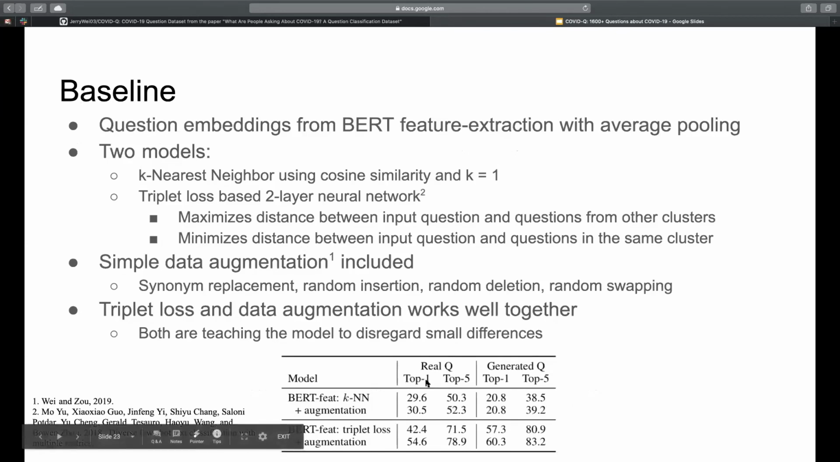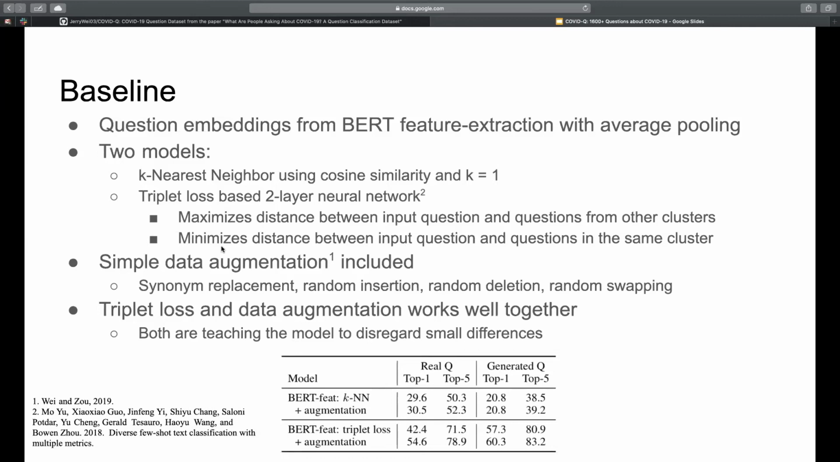For our baseline, we use the same BERT feature extraction with average pooling to get question embeddings. And for our 2 models, we use the same k-nearest neighbor with cosine similarity and k equals 1, but this time we use a triplet loss-based 2-layer neural network from this paper here. And this neural network works by maximizing the distance between an input question and questions from other clusters, and it minimizes the distance between an input question and questions from the same cluster. We again use the same simple data augmentation.